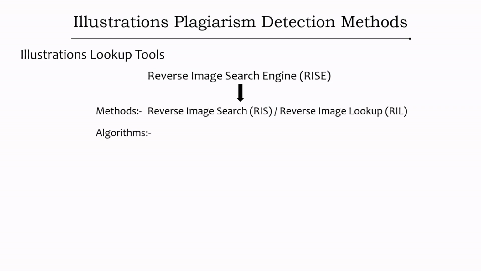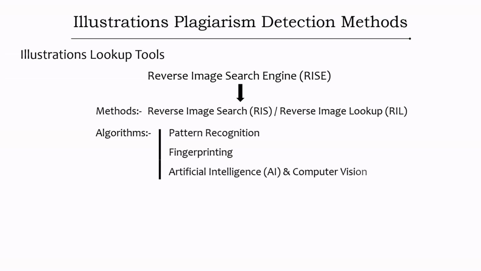The algorithms followed by reverse image search engine tools are pattern recognition, fingerprint analysis, artificial intelligence, and computer vision. Some engines may include machine learning and advanced algorithms also. These are the widely used algorithms by reverse image search engine tools to find the illustrations. A wide variety of reverse image search engine tools are available in the market.